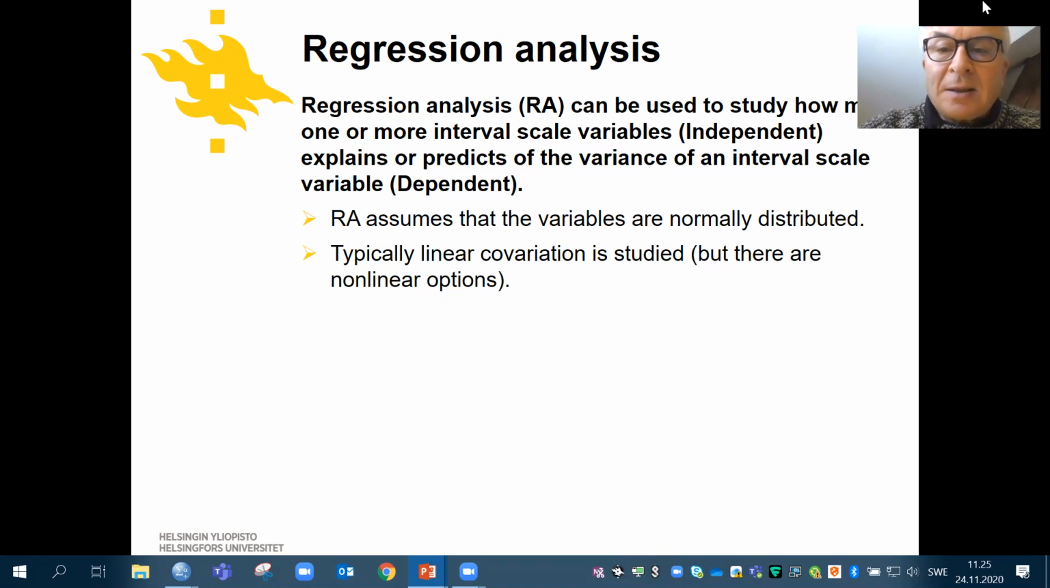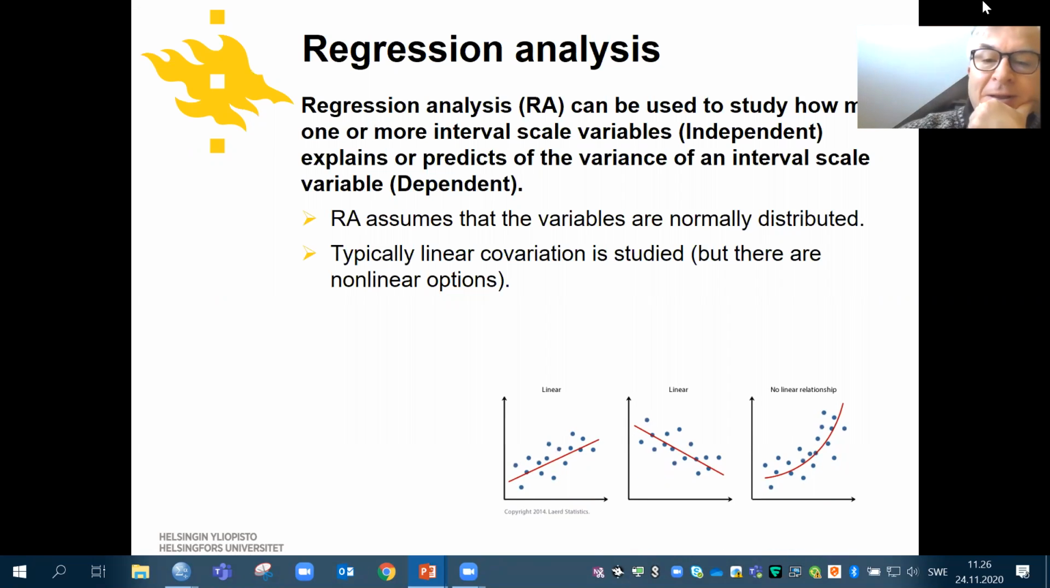And assumptions are similar to those previously. So for a regression analysis to work nicely, we would need variables that are normally distributed. And typically the covariation between the variables that we are interested in is linear. There are, however, exceptions to this, and we'll get into that later, but the assumption we start out with is that the connection between two variables or more would be linear in nature, not something that is very, very strange in its form. But we'll get to that.